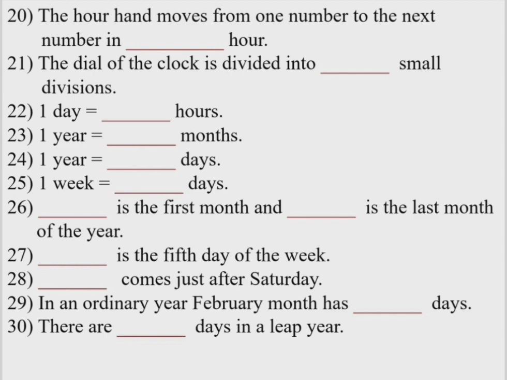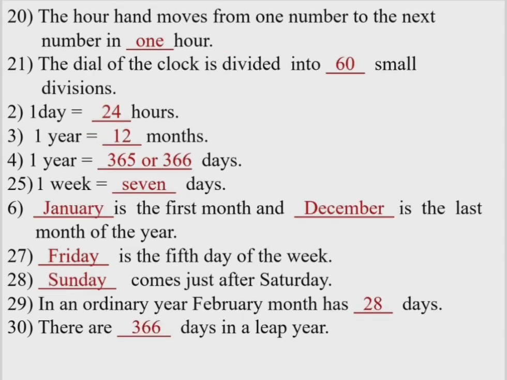Now we are going to see the answers of these fill in the blanks. 20th, the hour hand moves from one number to the next number in 1 hour. The dial of the clock is divided into 60 small divisions. 22nd, 1 day is equal to 24 hours. 1 year is equal to 12 months. 1 year is equal to 365 or 366 days, as the month of February changes between 28 or 29 days.